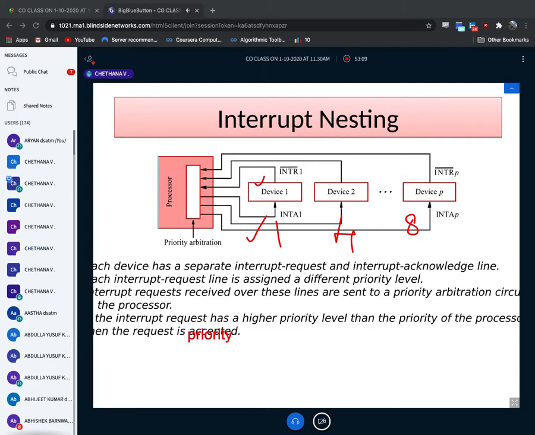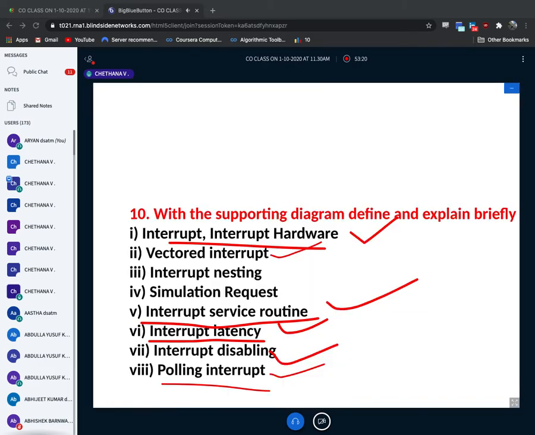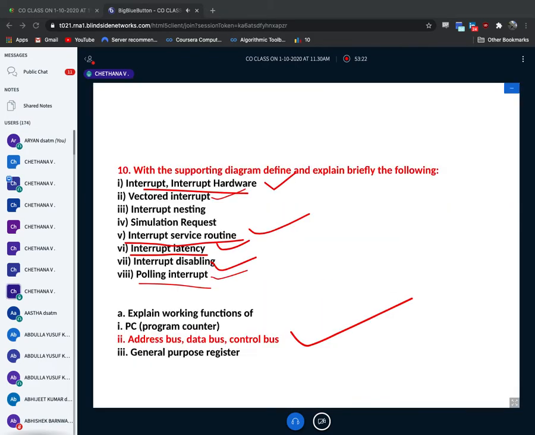Download the screen record after this is over. Please take a screen record and have a look at all the concepts. It will be useful for your test. I think interrupt nesting has been covered. Interrupt nesting got over.